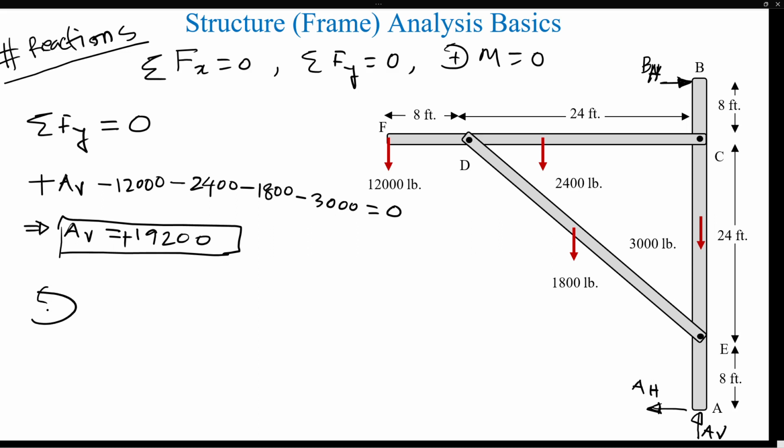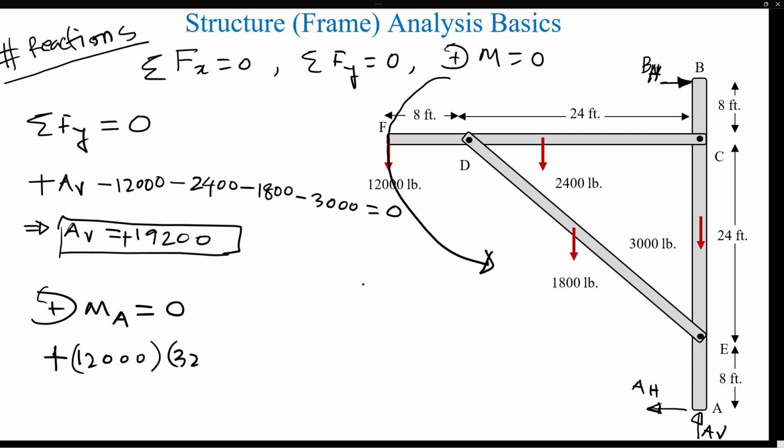Now we can take moments at A or B; it doesn't matter. As you have seen before, if you take moments at one point, you find the reaction force at the other point. So let's take moments at A. The 12,000 pound load does a counterclockwise moment, which is positive, and it is 32 feet from A. That's the line of action of this force.